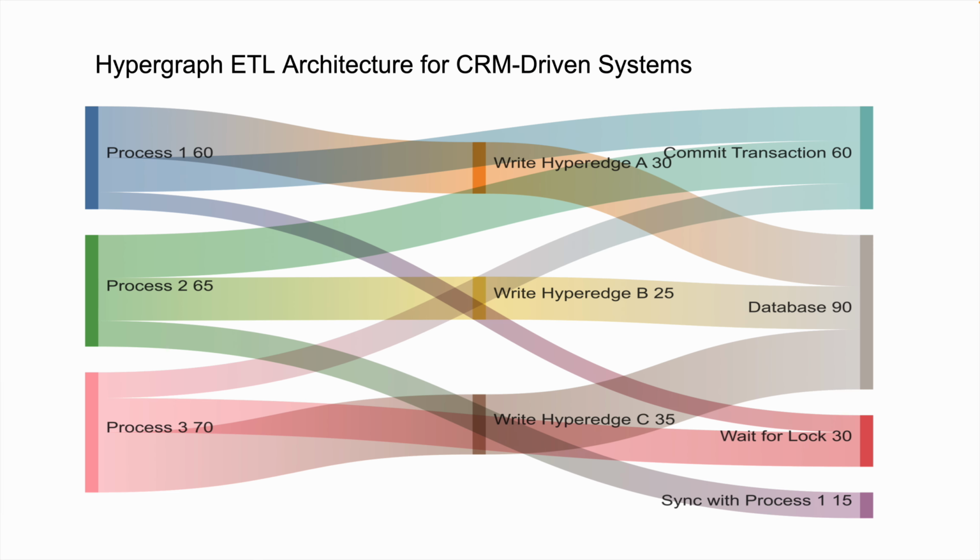The diagram shows the ETL architecture using hypergraphs in CRM. Data sources feed into the extraction module where hyperedges are formed. Then, data flows through transformation and is integrated into the core system in parallel.